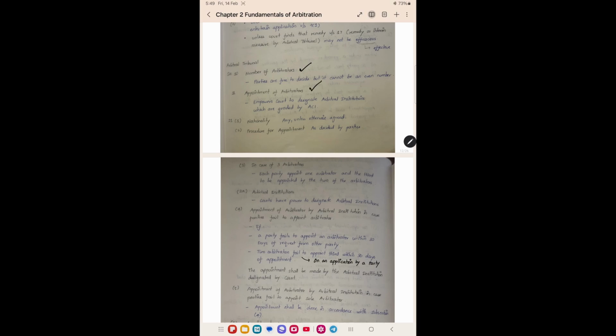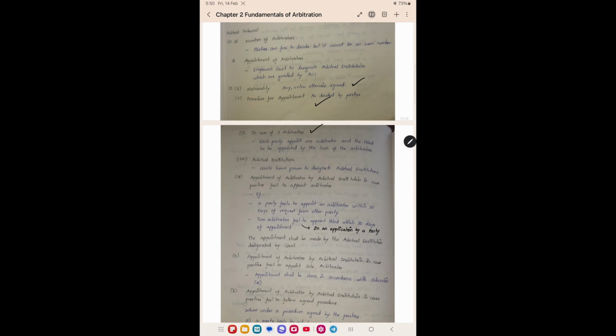Section 11 gives power to the court to designate the arbitral institutions for appointing the arbitrators for the disputes. For appointment of arbitrator in a domestic arbitration, you have to go to High Court. For international arbitration, you have to go to the Supreme Court for appointing the arbitrator. 11.1. The nationality of the parties can be any unless otherwise agreed. Procedure for appointment will be decided by the parties.